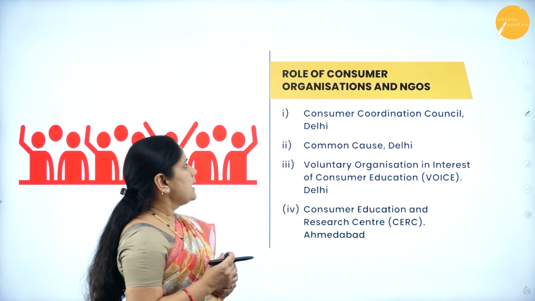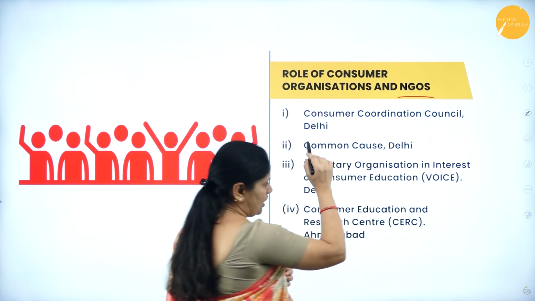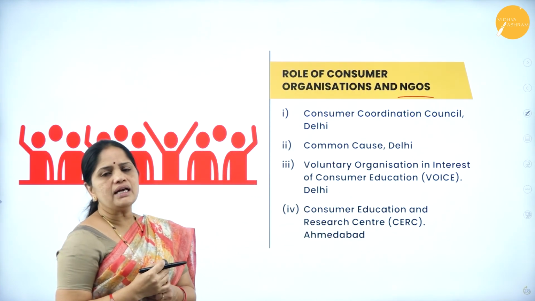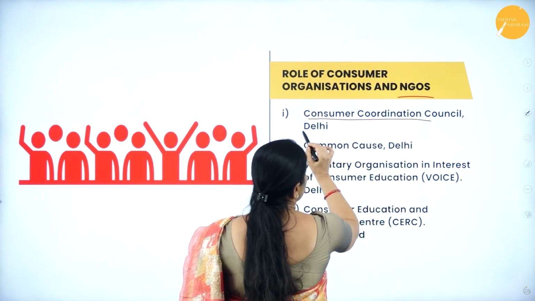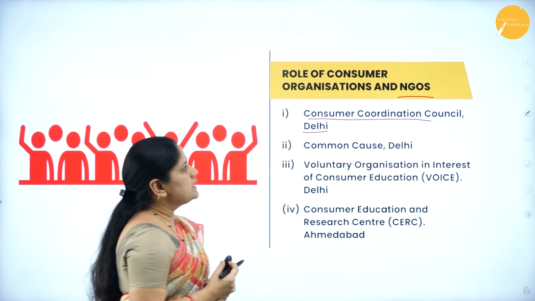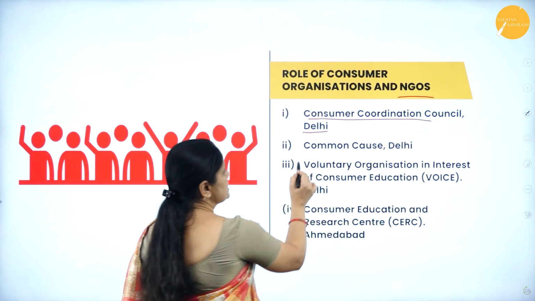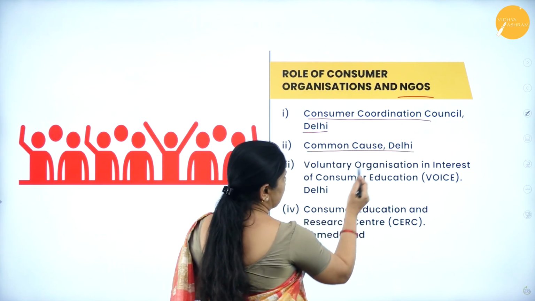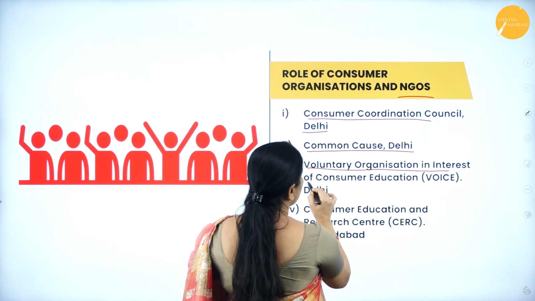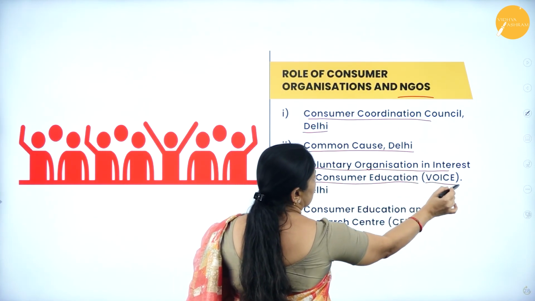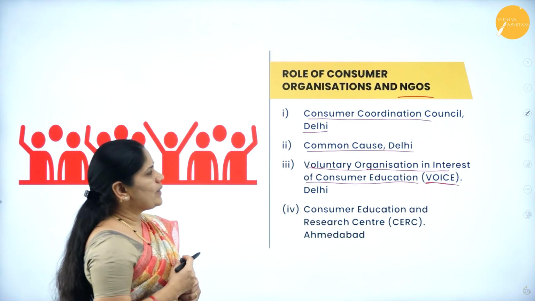Then next, let us see the various roles of the NGOs here. We have a lot of NGOs engaged in consumer protection. The first NGO is the Consumer Coordination Council of Delhi. It is one council which is protecting the consumers. The second one is Common Cause. This is another NGO here. Then we also have the Voluntary Organization in Interest of Consumer Education, or VOICE. It is also an NGO.